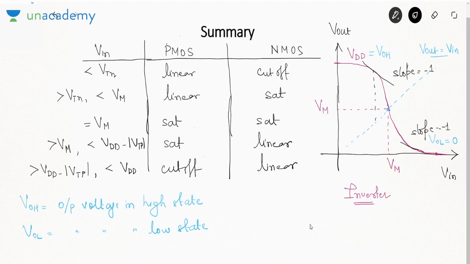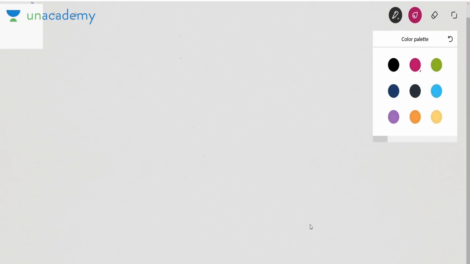This point is called VIL. This point is called VIH. So what I will say, when slope is equal to -1, or you can say dVout by dVin is -1, there are 2 voltages, VIL and VIH.